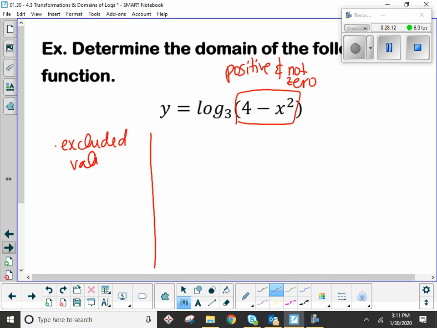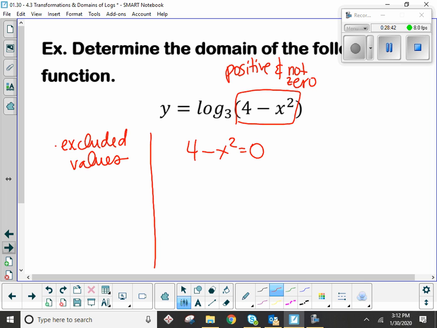Excluded values tell me what's going to prevent it from being 0, or what's going to make it 0, either depending on how you're talking about it. So you're going to set something equal to 0. What are you setting equal to 0? So that you can solve for the x's. 4 minus x squared. Whatever you're taking the log of, which is that entire expression.